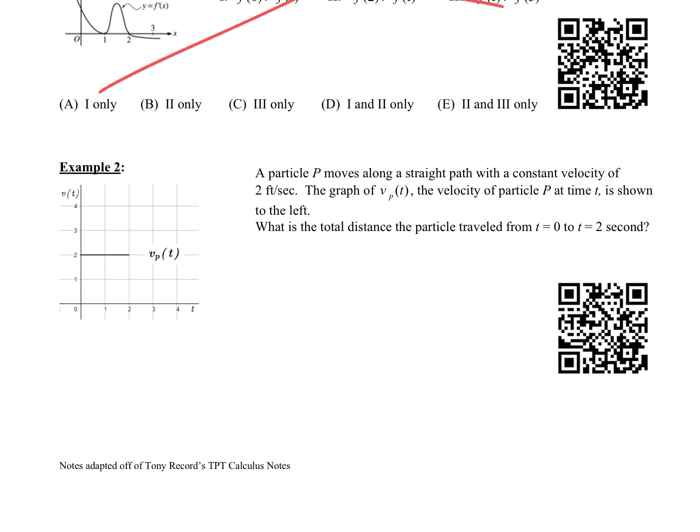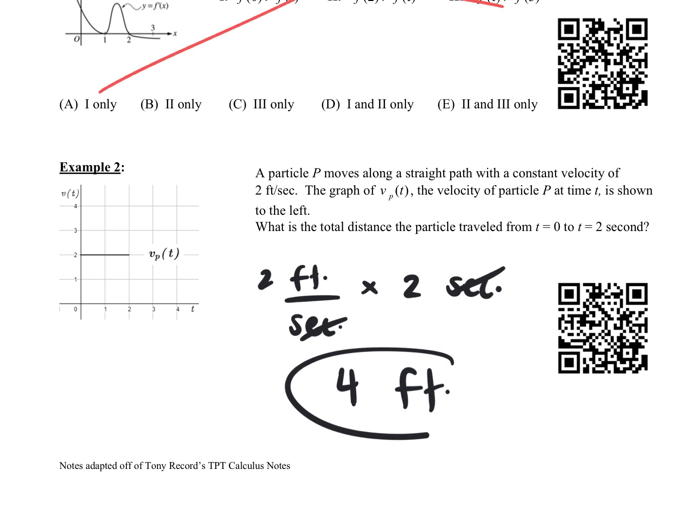If you're going at 2 feet per second, I'm going 2 feet per second. I'm at 0 seconds. 1 second, 2 seconds. How far have I traveled if I'm going 2 feet per second? 4 feet. I've traveled 4 feet, right? I can think about this using what we call, I think, in your science classes, dimensional analysis. Does that sound familiar? 2 feet per second times 2 seconds gives you 4 feet.